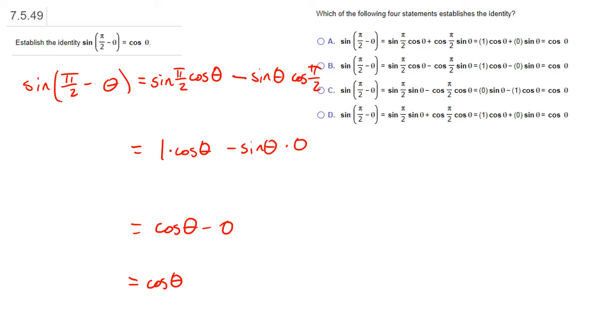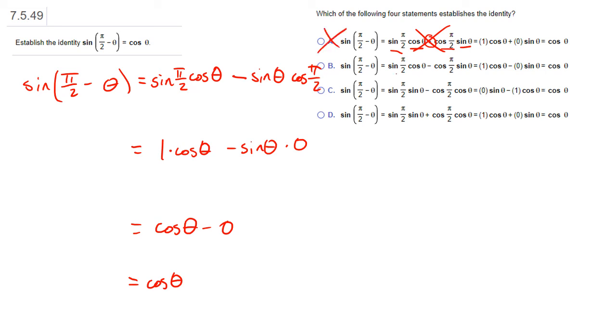So for example, in part A, they appear to be using a difference formula for sine, sine of one angle, cos of another, cos of the first, sine of the second, but they've put a plus here. That's wrong. Okay. So this is not going to be correctly reasoned. I don't need to keep going. If they've made a mistake, then overall the argument is wrong. So it's not A. Okay.